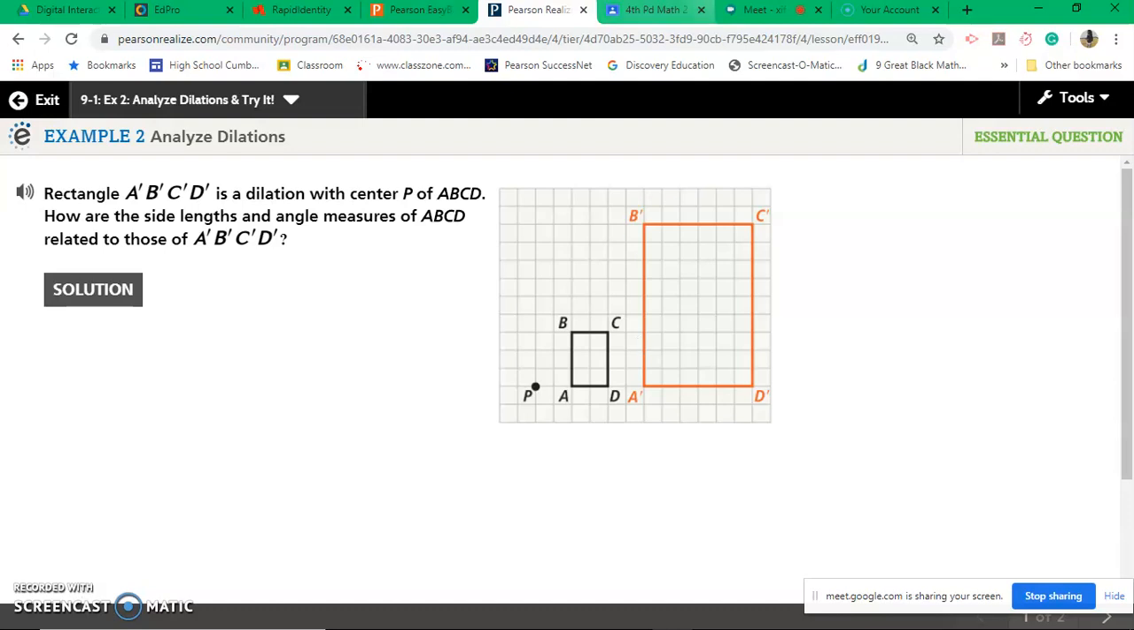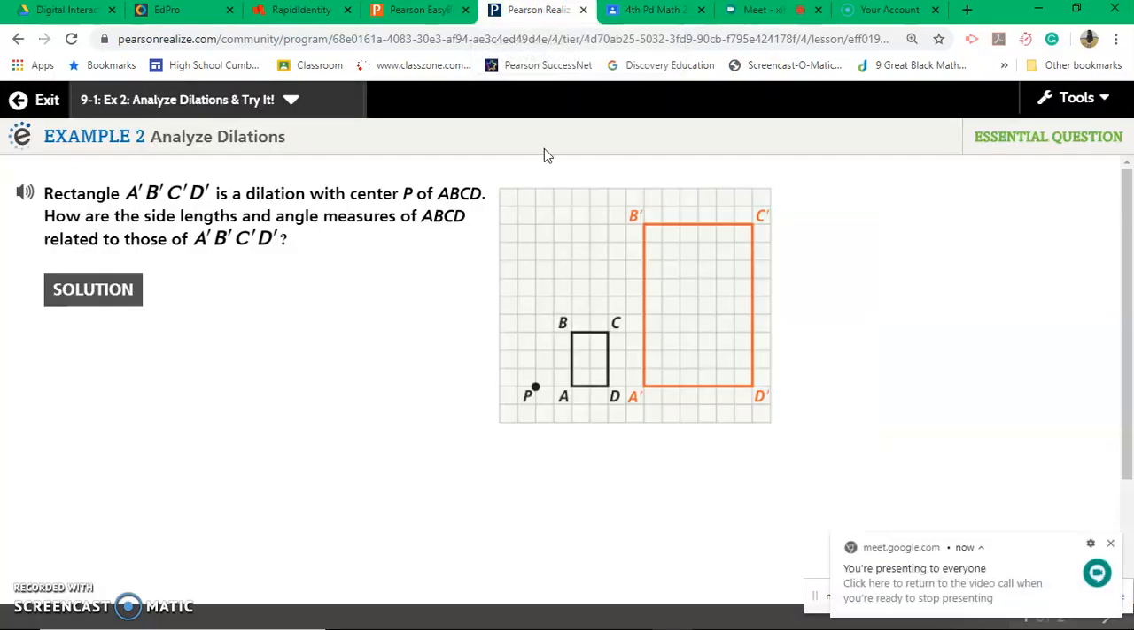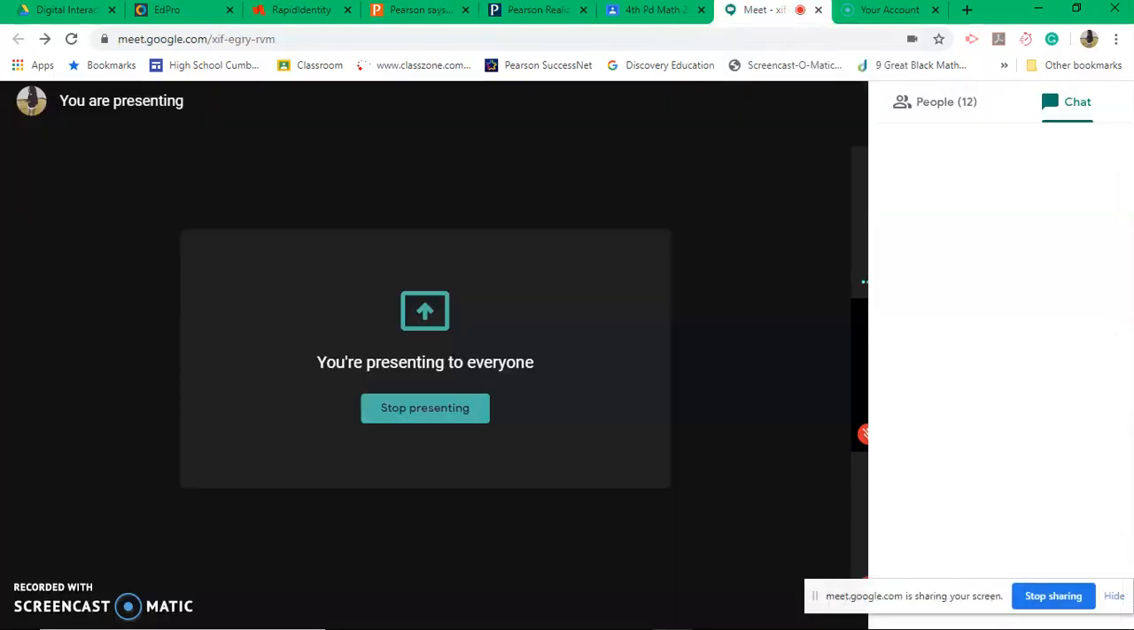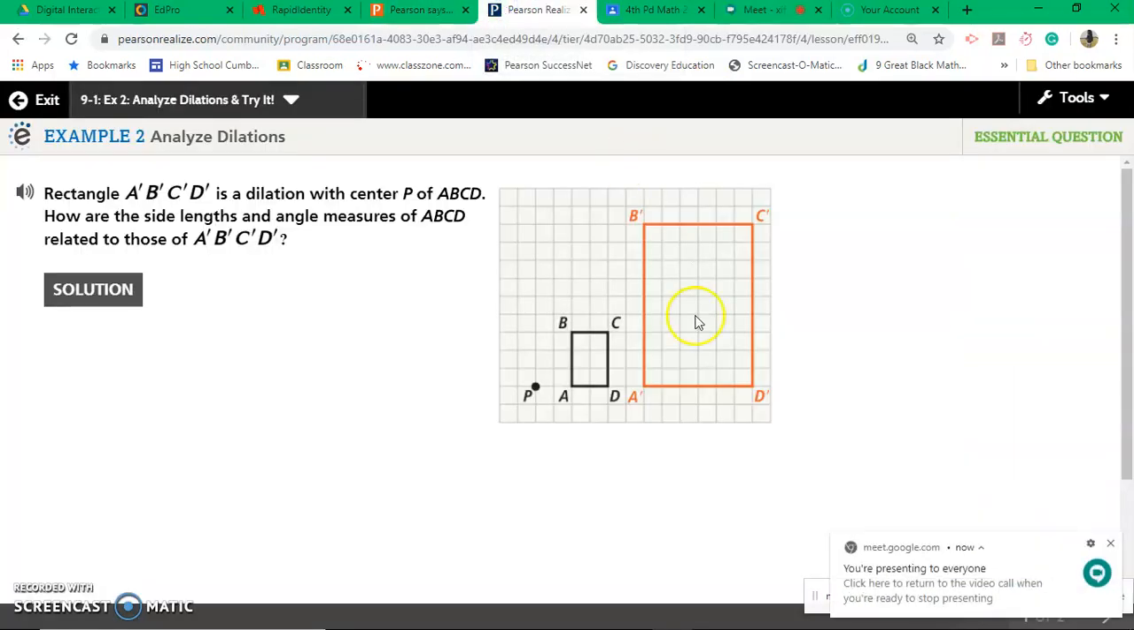Okay, so how are they related? What kind of shapes are these? Who can answer me? Somebody type it in or say it. What shape is this? Thank you. Okay. And then all rectangles have the same angle measure. What's the angle measure? Yes, very good. So they both are still rectangles. So that means all their angle measures are still 90 degrees. So that reinforces the fact that the angle measures don't change.